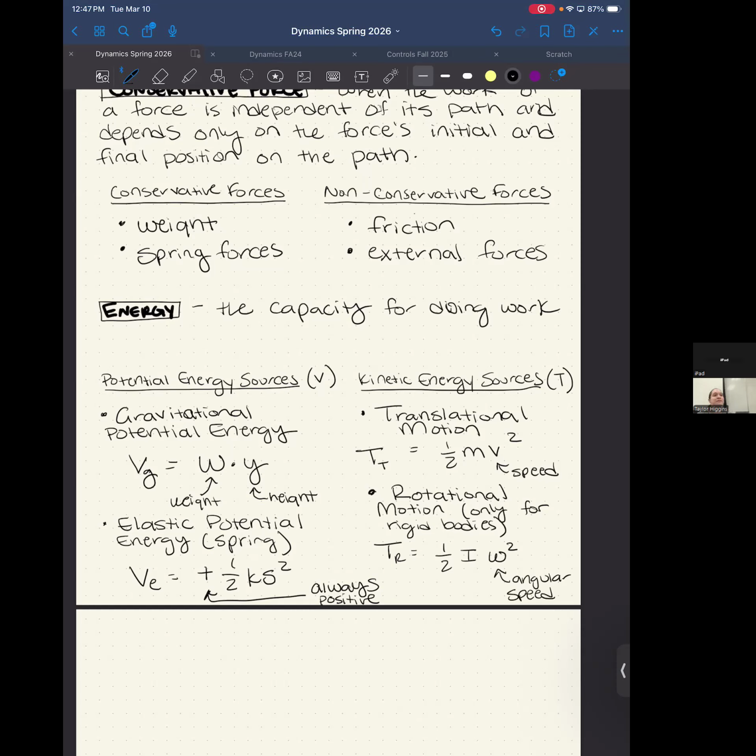Question? Yes, it is. Yep. So very similar. Again, mass moment of inertia is parallel to what for translation? Mass. Yep. So one is the resistance to translational acceleration, the other one is the resistance to rotational acceleration.